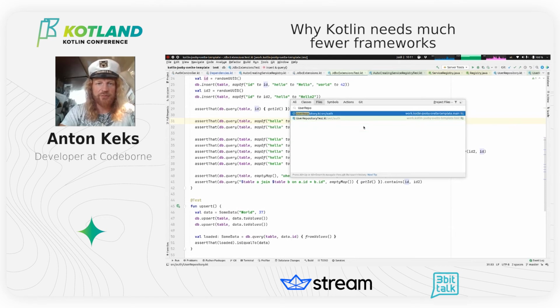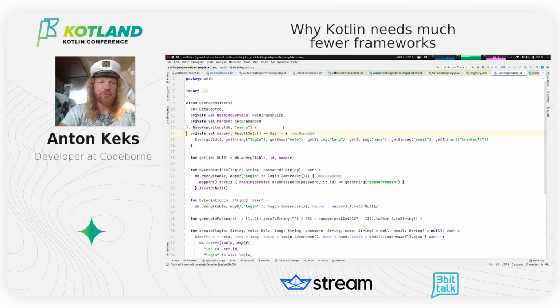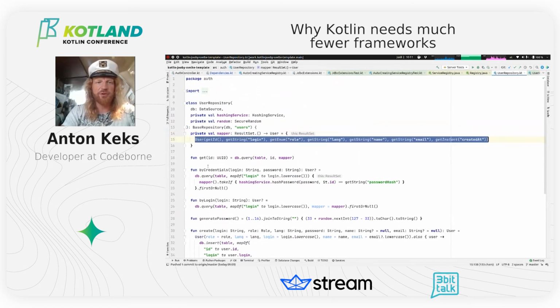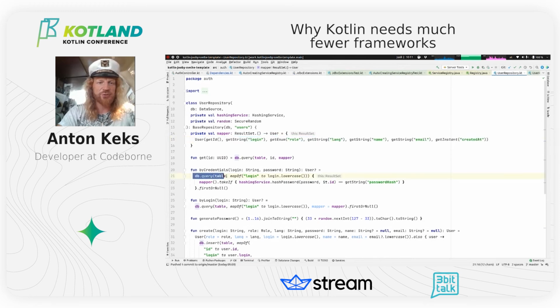User repository, I think it was here, yeah. So the mapper is like this. This kind of lambda takes the result set and returns a user. You can create a user from the fields in the database. You can do any logic that you like here if you need it to be different. And then you just use this query thing.